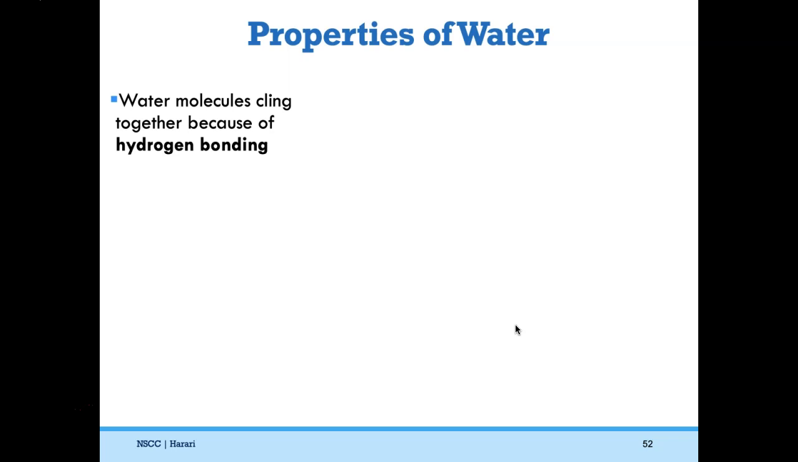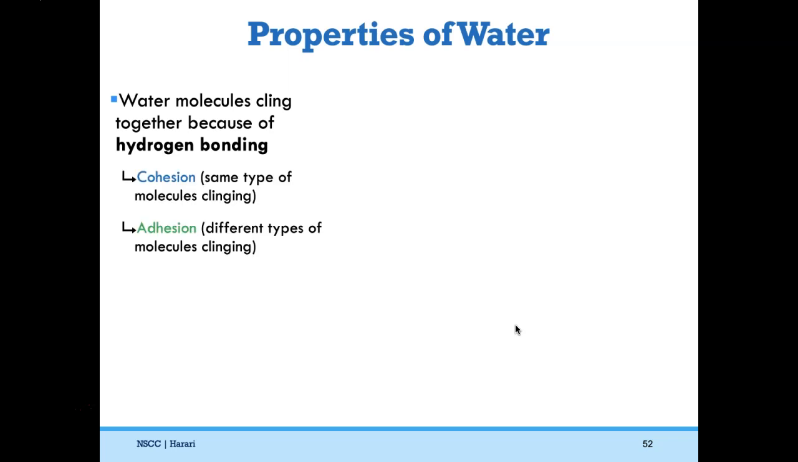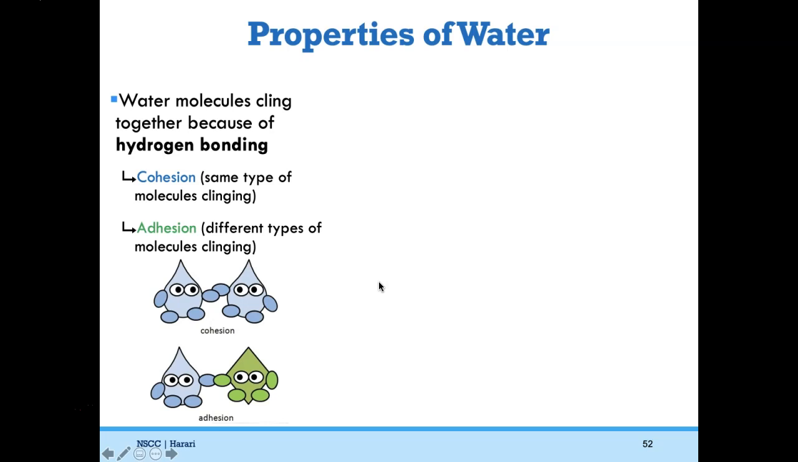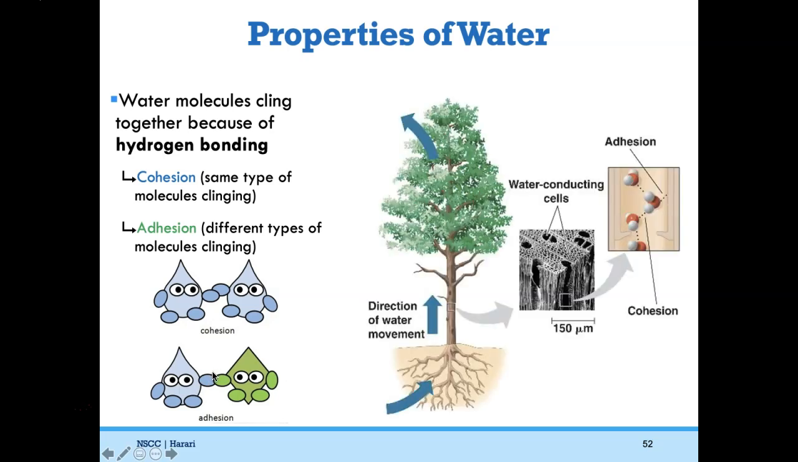Water molecules can also cling together because of hydrogen bonding. These properties are called cohesion and adhesion. Cohesion explains how two water molecules stick to each other, so a water molecule sticking to another water molecule. Adhesion talks about two different molecules clinging together, so in this case, it's a water molecule sticking to something else. A good example of cohesion and adhesion can be seen in the water movement in this tree.